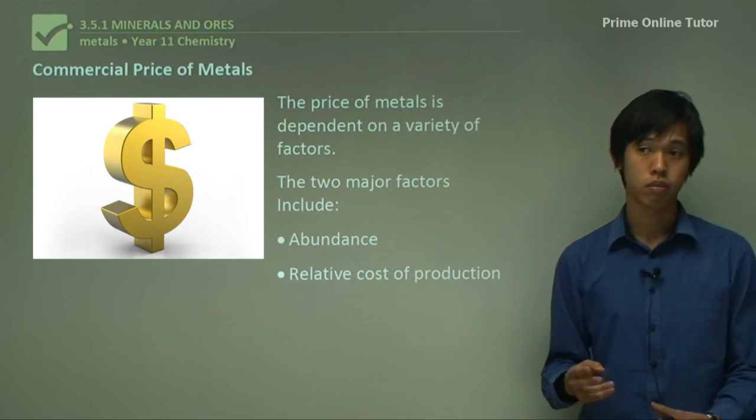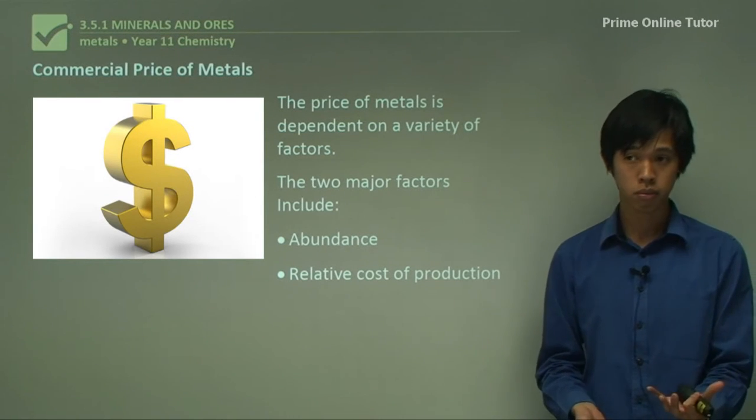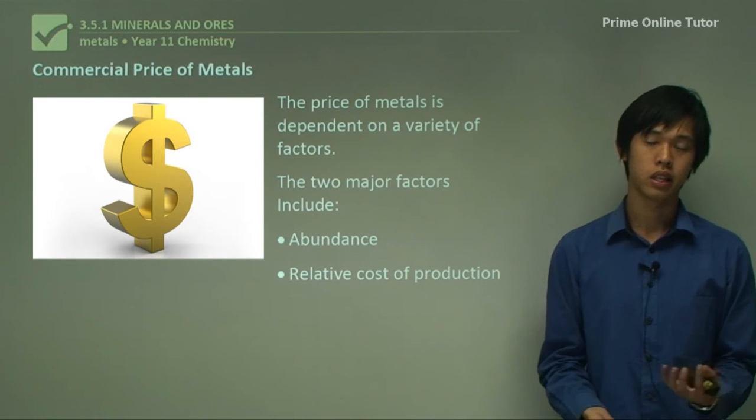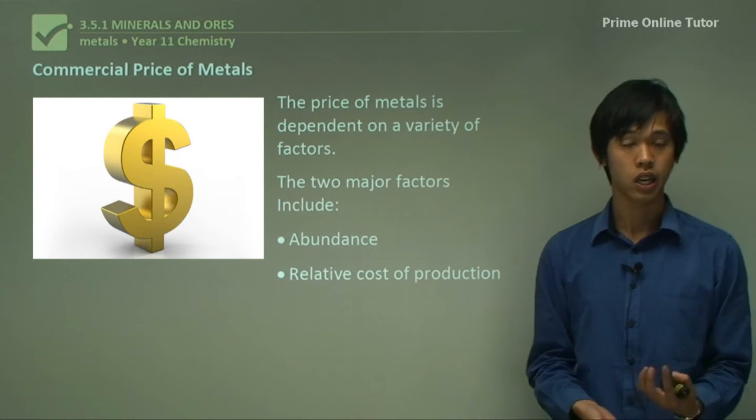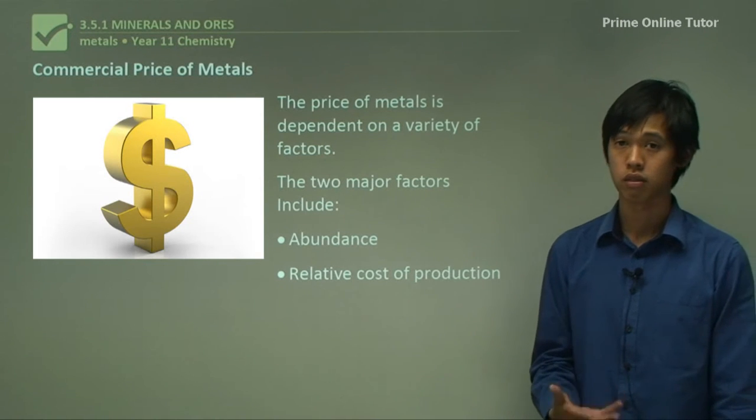And obviously the relative cost of production. If you have a mineral that's very hard to extract the metal from, like aluminium, it will cost more than a metal that's very easy to extract, like iron. So the relative cost of production is a very big deal.